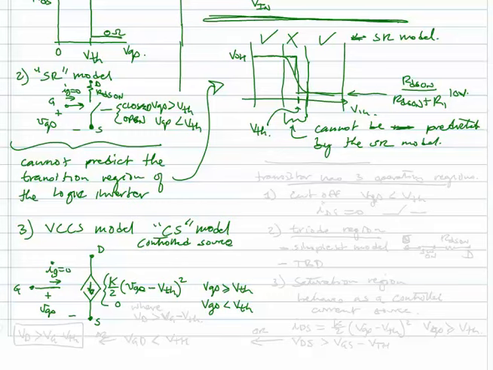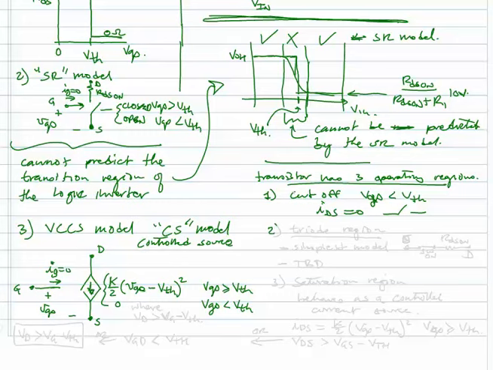The transistor actually has 3 regions. So let me write that. Transistor has 3 operating regions. One is cutoff. That's when VGS is less than the threshold voltage and IDS, the current, is 0. It's like an open switch.